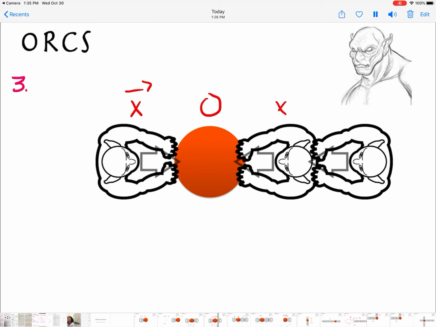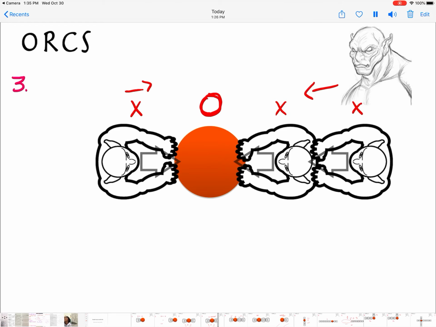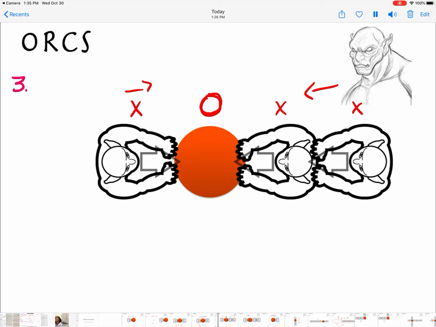So number 3. Same thing, draw your orcs. This time though, we have one orc on the left side that's pushing to the right, and we have 2 orcs on the right side pushing to the left. Looking at it, you should be able to see one side has more orcs than the other, so write your prediction. How do you think it's going to move? To the left, to the right, up or down?